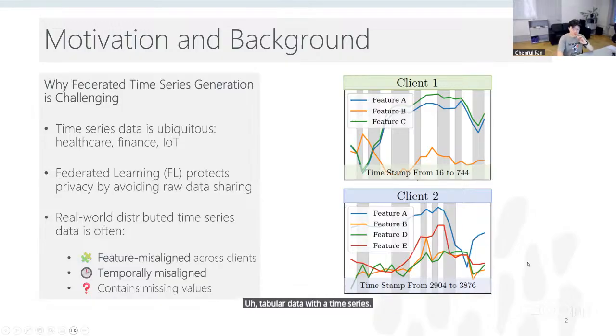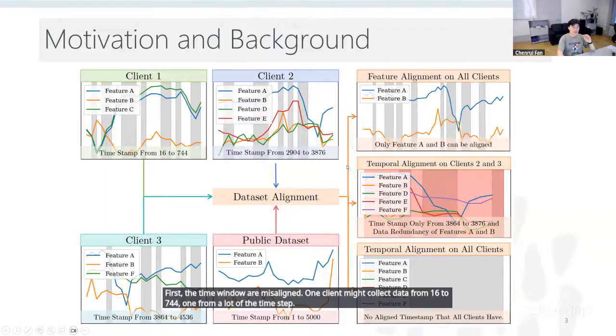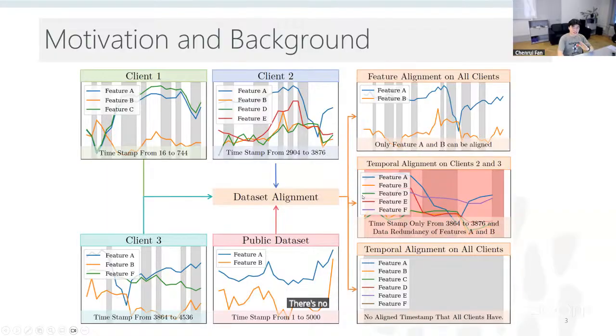To solve these three problems, we need to think about some methods. In our setting, each client holds time series data, but they differ in two important ways. First, the time windows are misaligned. One client might collect data from 16 to 744, another from different time steps. There is no common time axis. Second, the feature sets are not the same. One has some features, but not the others.